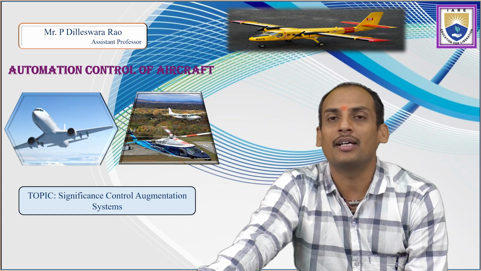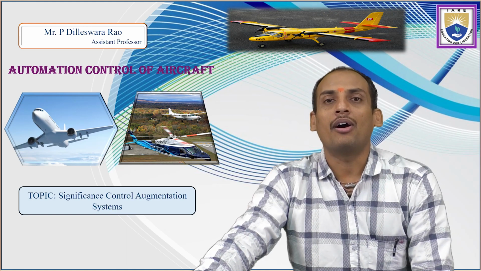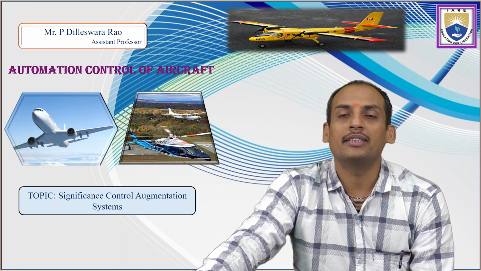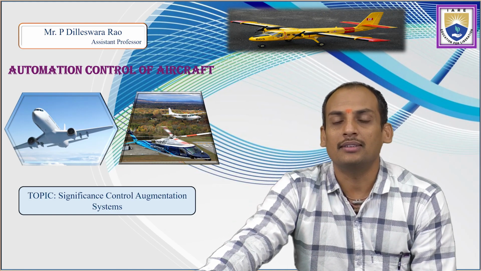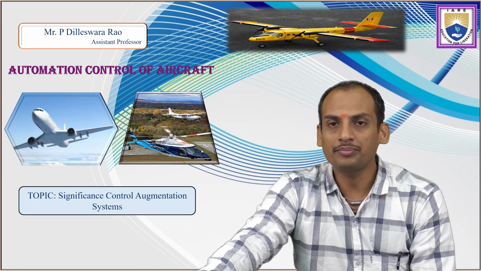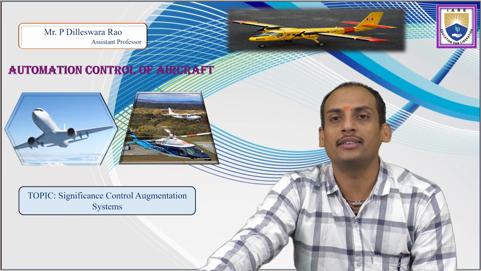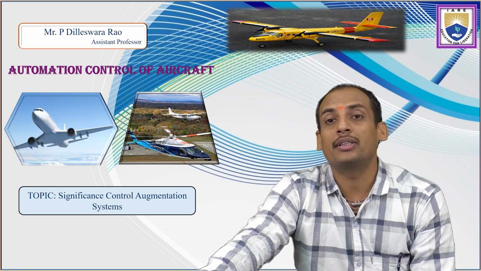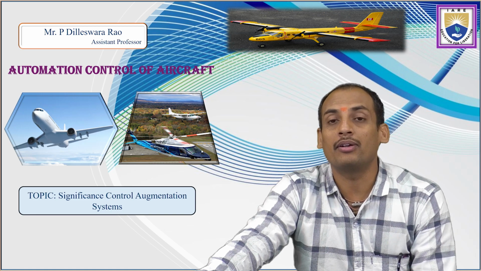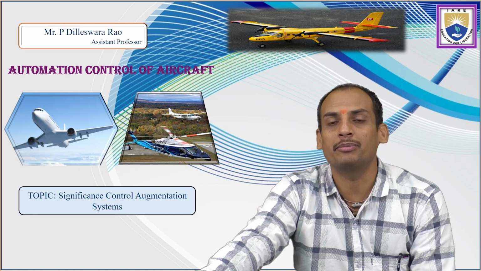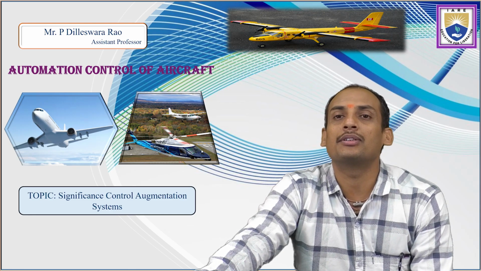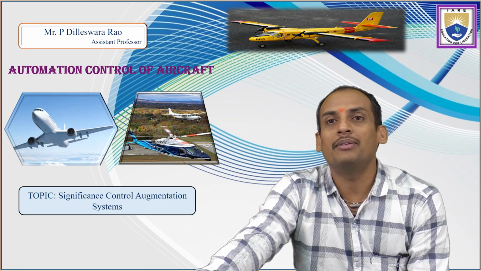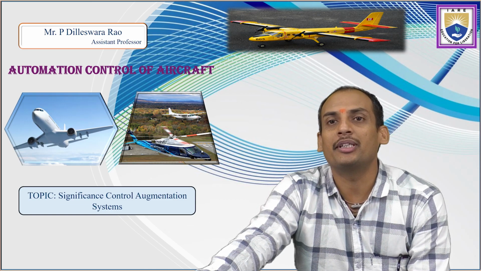If you refer to the last two videos, you can find out how control system augmentation is installed for pitch rate, acceleration, and acceleration feedback systems, and for the lateral system, how rudder and roll rate feedback systems are installed with these CAS systems. Now we will go to the significance of the control augmentation system.